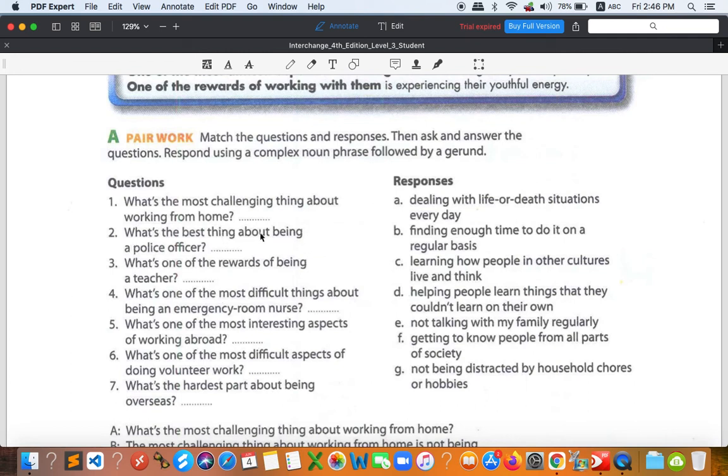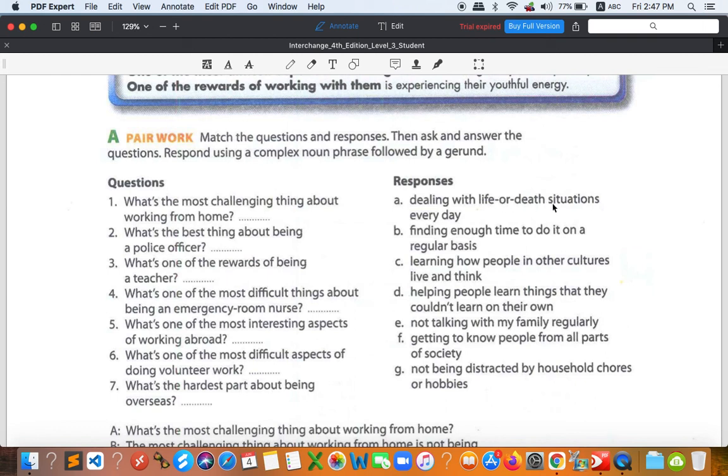Number 2, what's the best thing about being a police officer? So getting to know people from all parts of society. Okay, so that number 2 goes to letter F. What about number 3? What's one of the rewards of being a teacher? So helping people learn things that they couldn't learn on their own. So that is letter D. Number 4, what's one of the most difficult things about being an emergency room nurse? So it's about A, dealing with life or death situations.